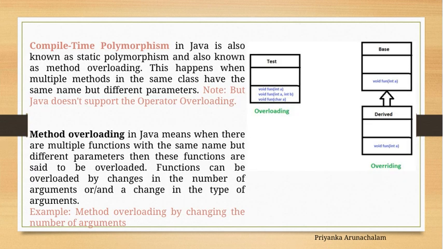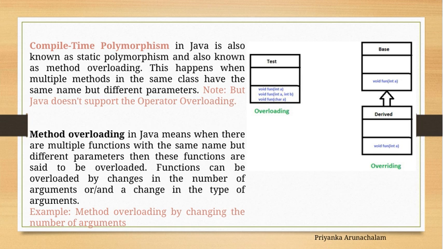Priyanka Arunachalam here. Now, let's talk about compile-time polymorphism in Java, which is also known as static polymorphism or method overloading. This concept occurs when we have multiple methods within the same class that share the same name but differ in their parameters. Essentially, the method name stays the same, but the way they handle inputs varies.